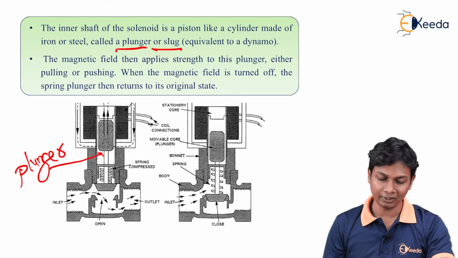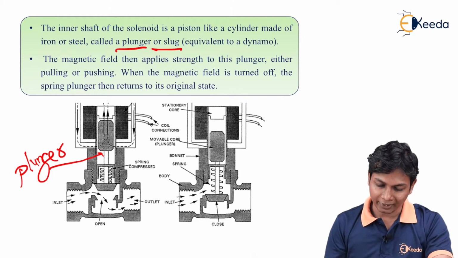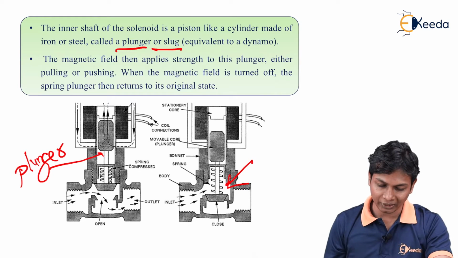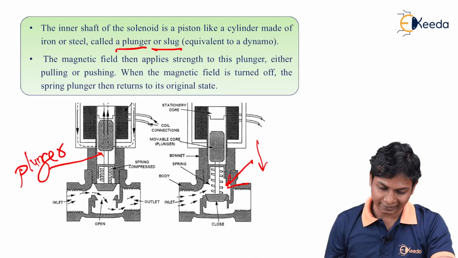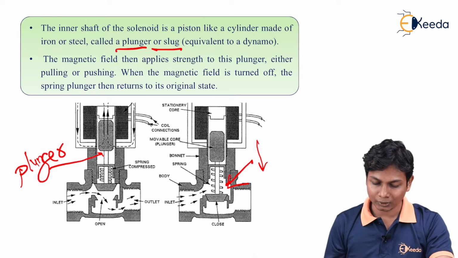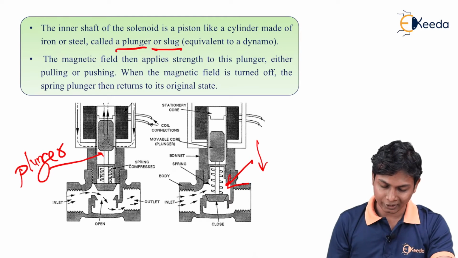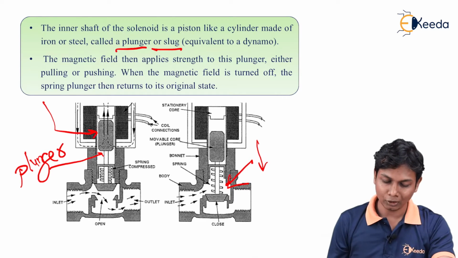The magnetic field then applies force to the plunger, either by pulling or pushing. So here it is pulling in the downward direction, and when the magnetic field turns off, the plunger returns to its original position. So here it moves in the downward direction, and here it becomes its original position.